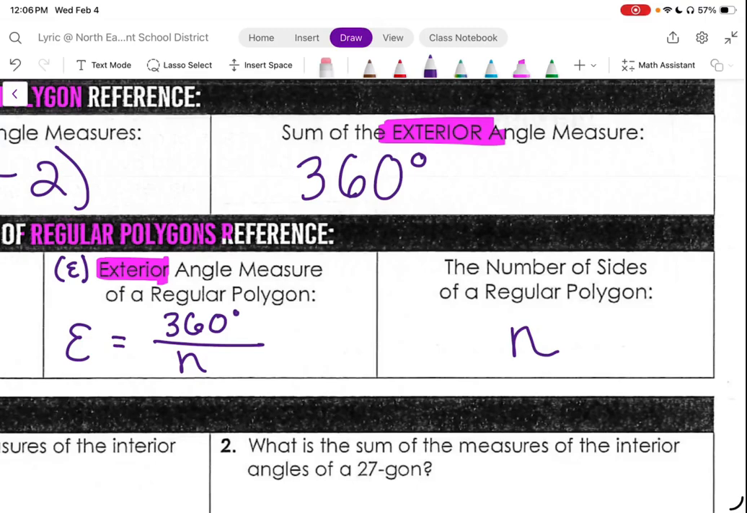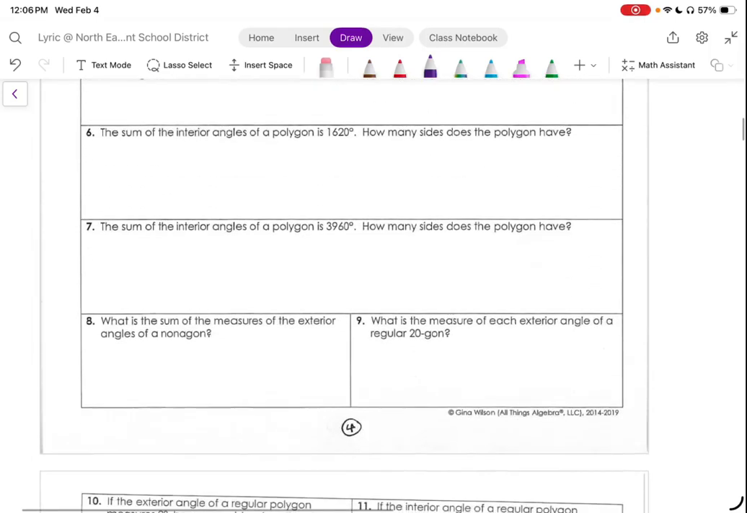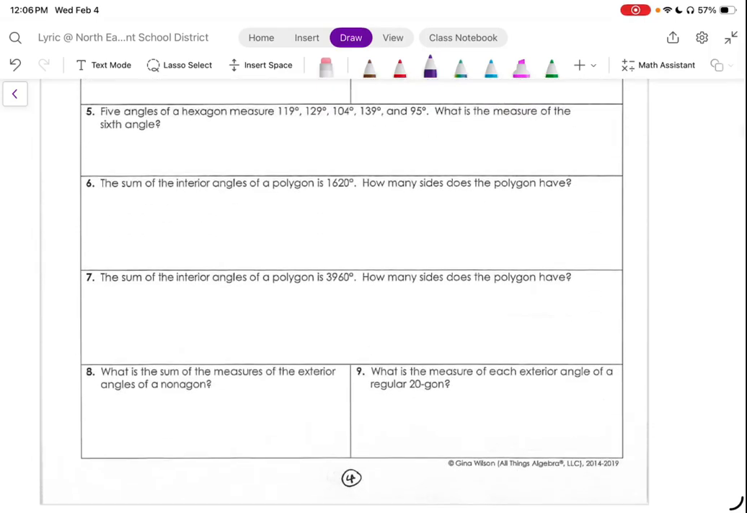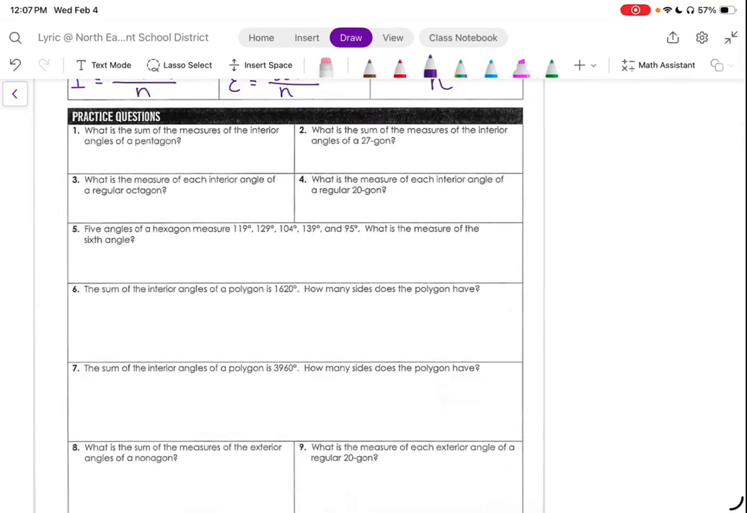Now, using these formulas, I want you to try questions 1 through 9 on your own. Go ahead and pause the video and get to working on numbers 1 through 9. This shouldn't take you more than 20 minutes, so I'd give you a minute to 2 minutes per problem. If you haven't done it yet, pause it.